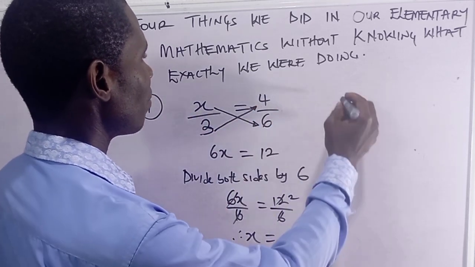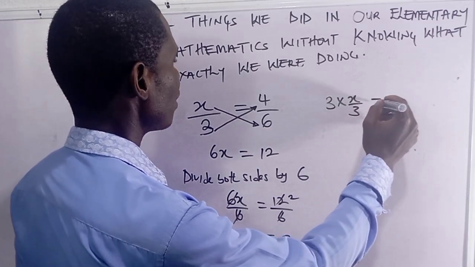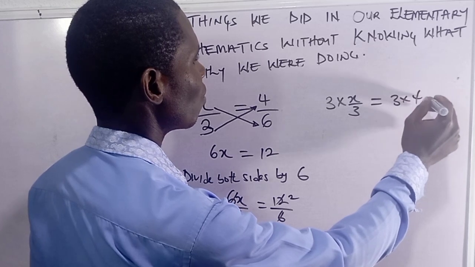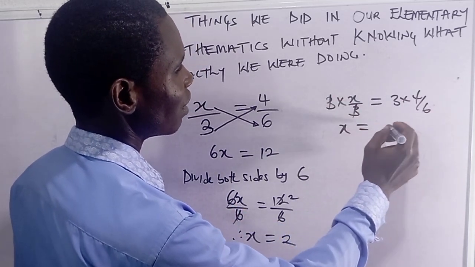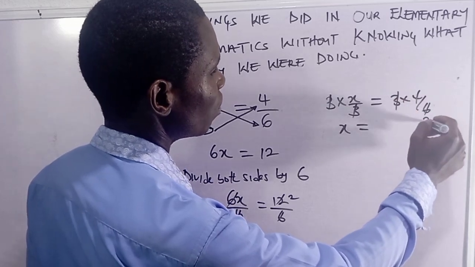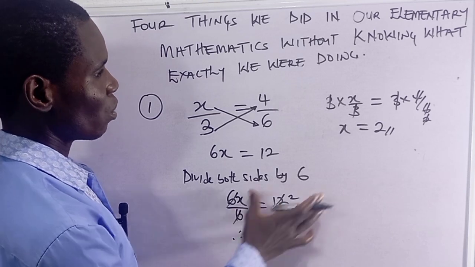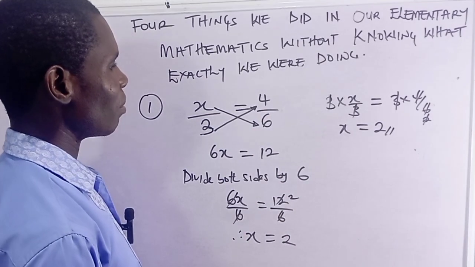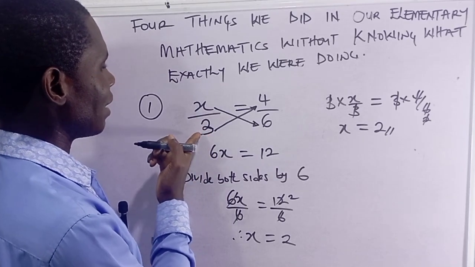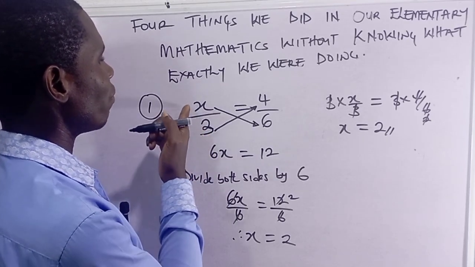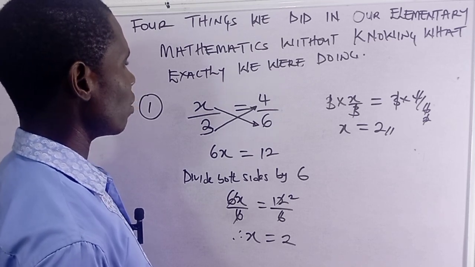So multiplying both sides by 3, we'll now have 3 times x over 3 is equal to 3 times 4 over 6. 3 will cancel out 3. We will now have x is equal to 3 into 6, which is 2, and 2 into 4, which is 2. Same answer. So what we actually do when we cross multiply is multiplying both sides by the denominator of the variable we intend to make the subject of the formula.